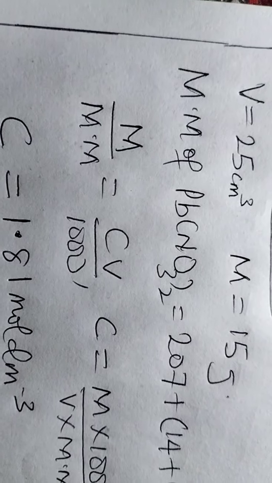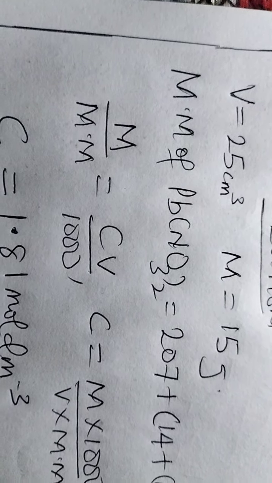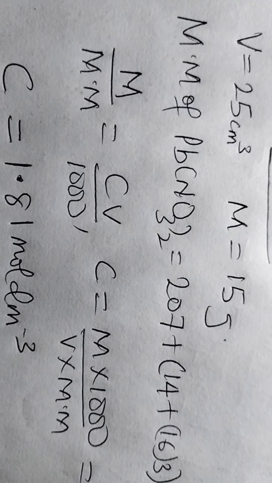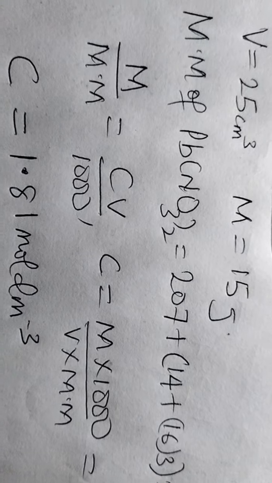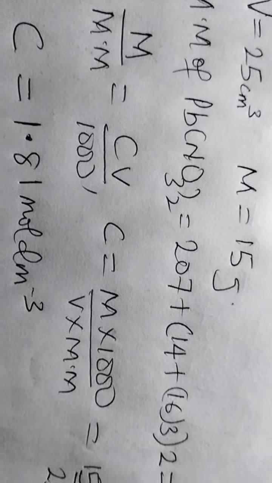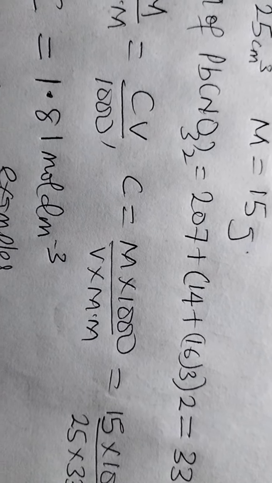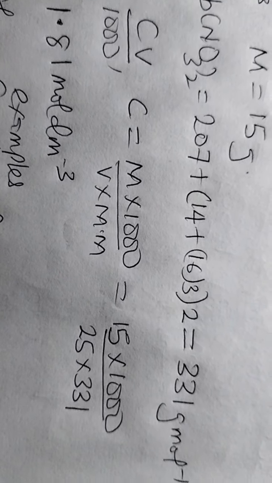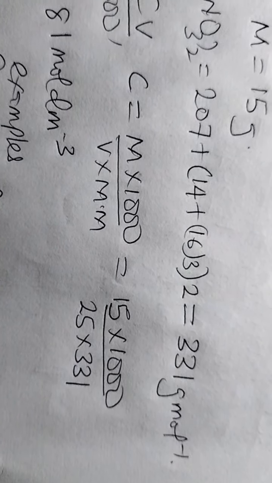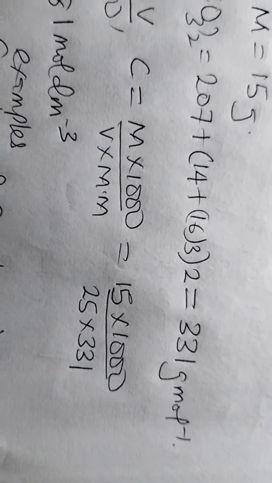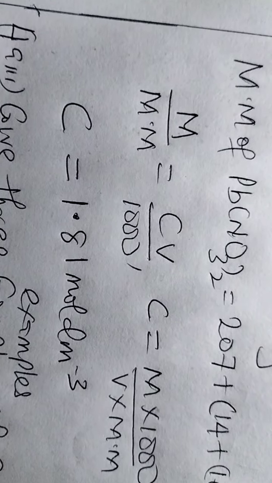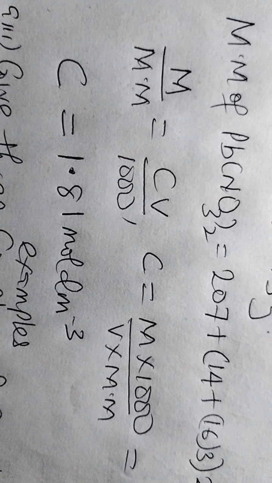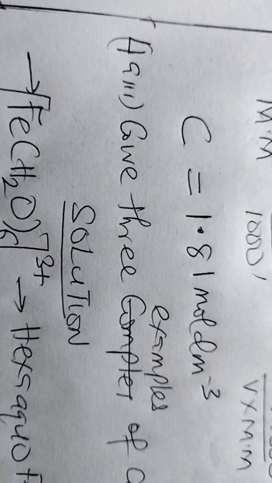We apply the formula, mass over molecular mass equals CV over 1000, where C stands for concentration or solubility. Making C the subject of the formula, we have mass times 1000 all over volume times molecular mass. Then making the correct substitution, mass is 15 times 1000, volume is 25, and molecular mass is 331. Solving out, we have solubility or concentration as 1.81 mole per dm cube to 3 significant figures.